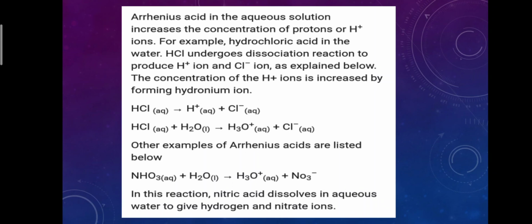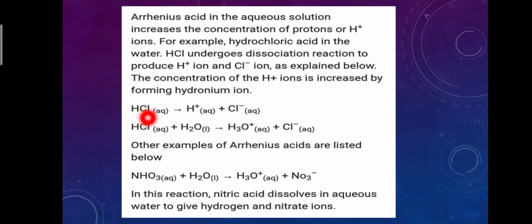Arrhenius acid in the aqueous solution increases the concentration of protons or H positive ions. For example, hydrochloric acid in water, HCl undergoes dissociation reaction to produce H positive ion and Cl negative ion. As explained below, the concentration of H positive ions is increased by forming hydronium ion.